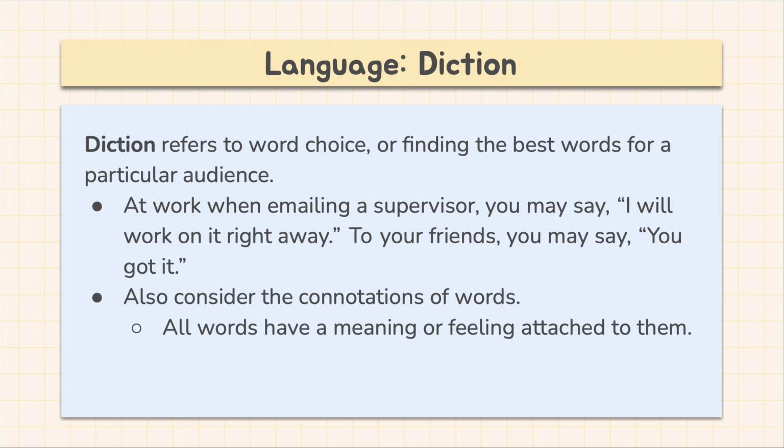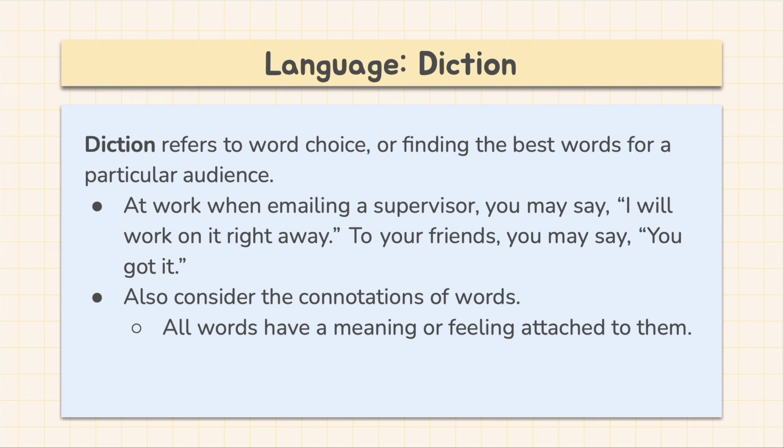And then diction. So diction refers to word choice, right? Or finding the best word for what you're trying to say, especially depending on who you're talking to. So think of it this way: when you're emailing your boss, and they ask you to do something, you'll say, "Yes, I will work on it right away." But to your friends, you might say, "Okay, you got it," right? So the difference in the word choice that we're using here really depends on who you're writing for.